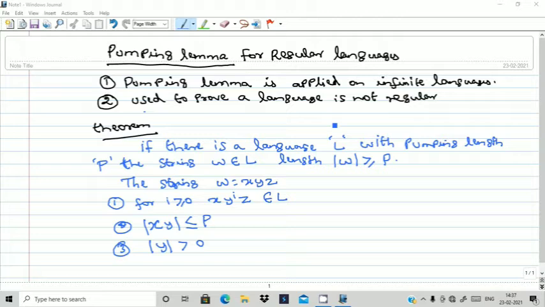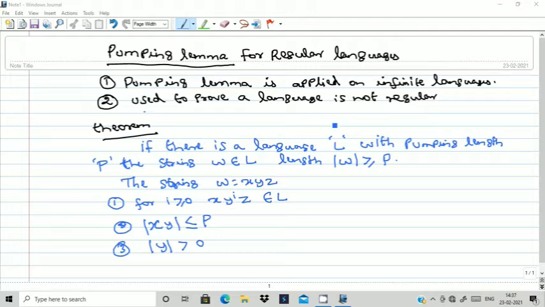As far as the pumping lemma is concerned, we are going to apply it only to infinite languages. So what is the purpose of the pumping lemma? We take up a language and prove that it is not regular. That is the idea behind using the pumping lemma. It works like proof by contradiction: we take up a language and finally prove that it is not regular.